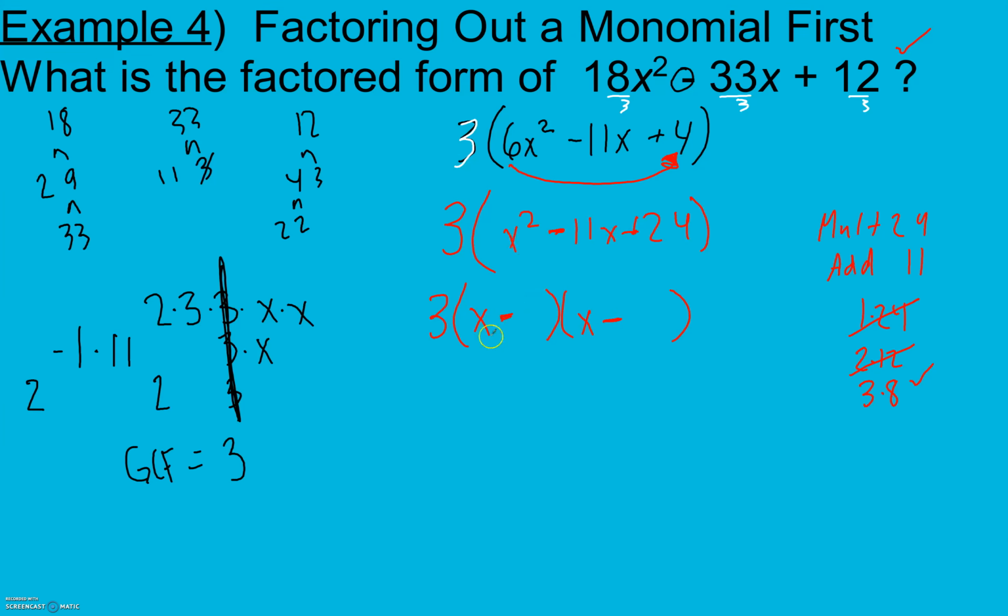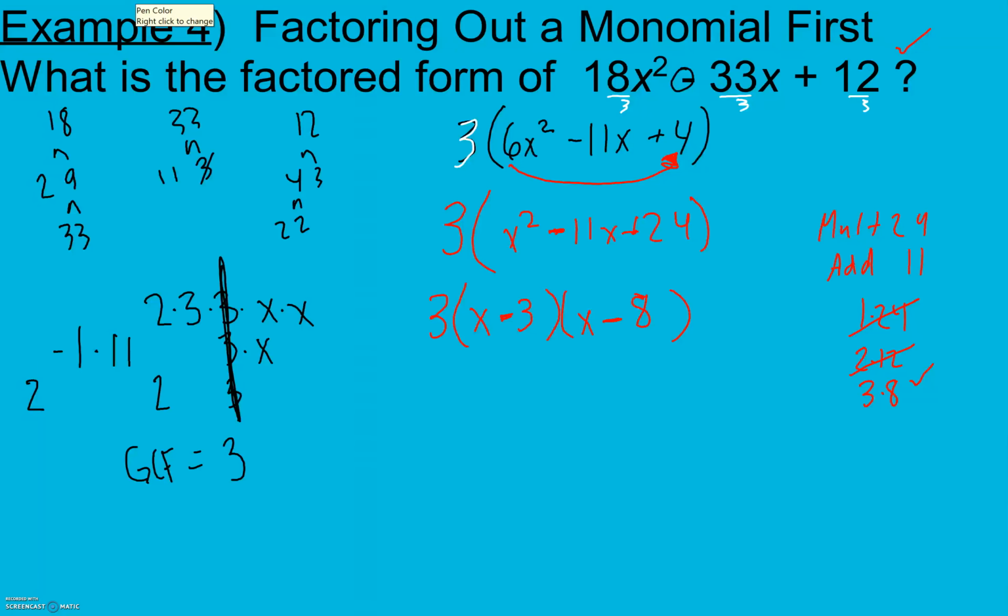Here, because our middle sign is negative, they're both going to be negative. And again, to multiply to x squared is x times x. 24 we said is 8 and 3. And double check, even when our signs are the same, our bigger number still gets that sign in the middle. So that's always a good double check just to make sure you're on the right track there.